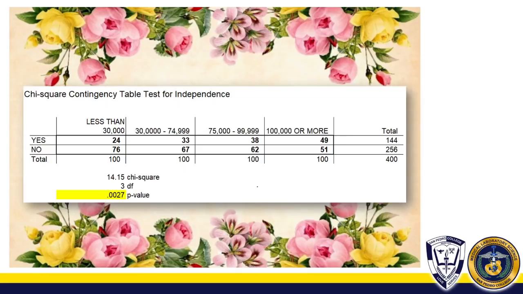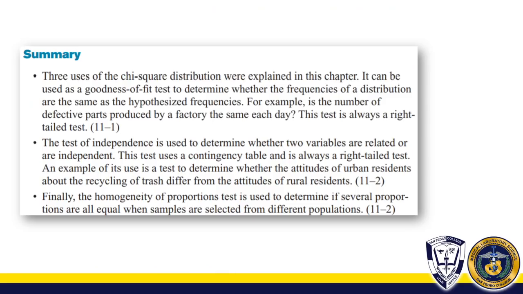Then you will have your p-value here, 0.0027. Since it is less than 0.05, then we will reject your hypothesis. So, meaning to say, it is not the same. Across all income groups, their happiness is different. As simple as that. And that actually ends our discussion of our non-parametric statistics topic.